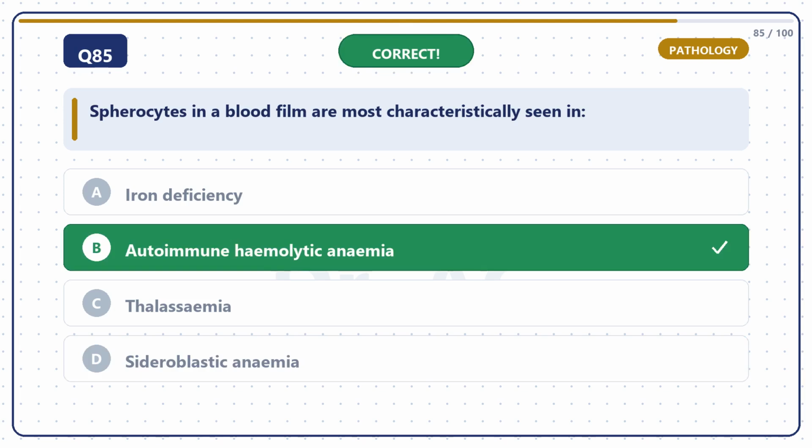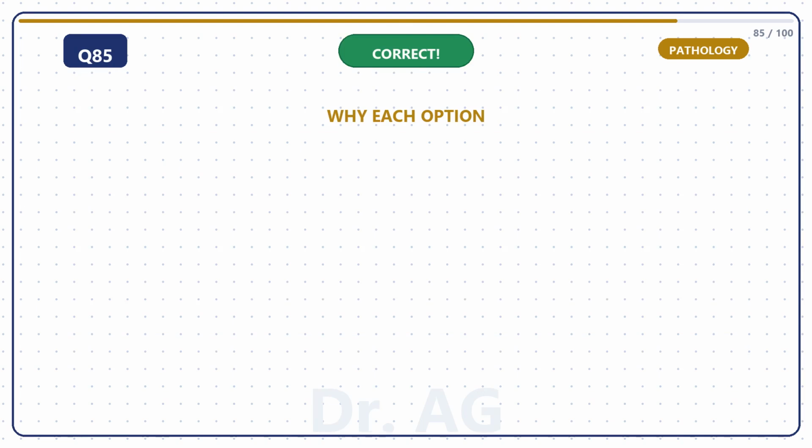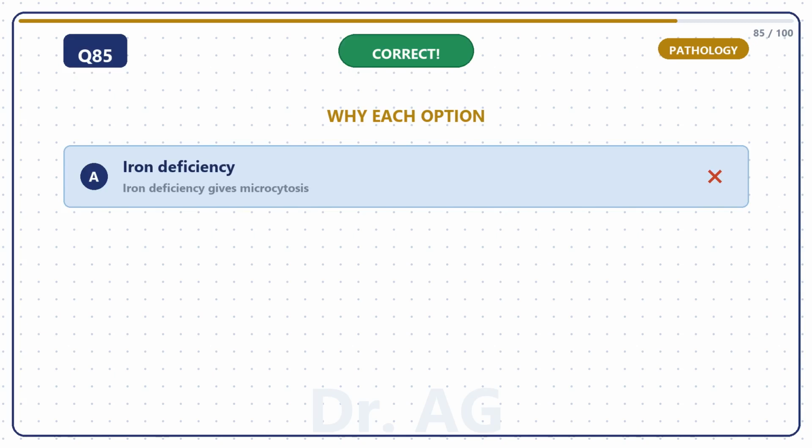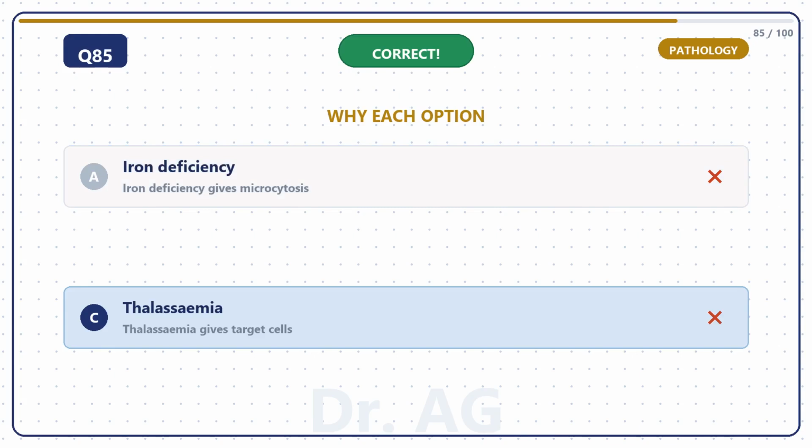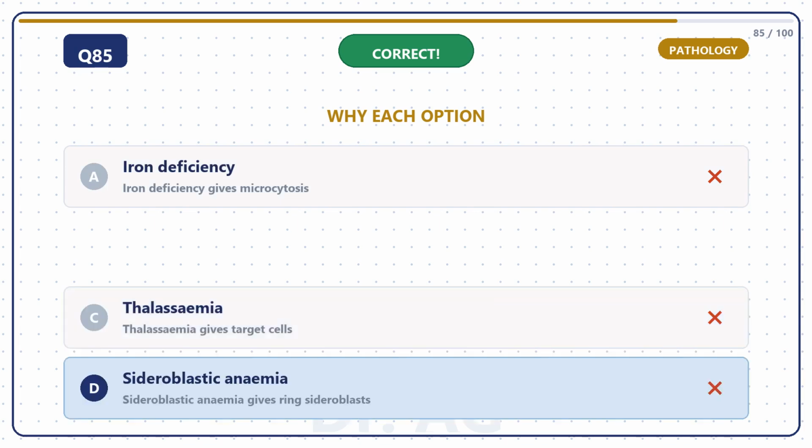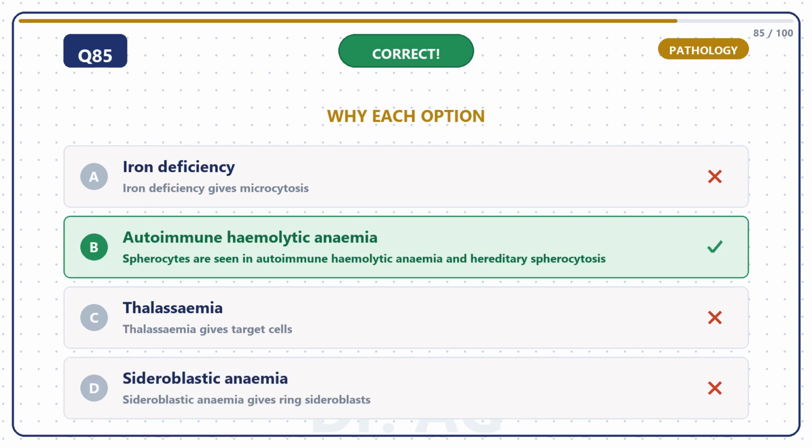The correct answer is option B. Autoimmune hemolytic anemia. Let's go through the options. Iron deficiency. Iron deficiency gives microcytosis. Thalassemia. Thalassemia gives target cells. Sideroblastic anemia. Sideroblastic anemia gives ring sideroblasts. And the correct answer is autoimmune hemolytic anemia. Spherocytes are seen in autoimmune hemolytic anemia and hereditary spherocytosis. So, the right answer is option B.